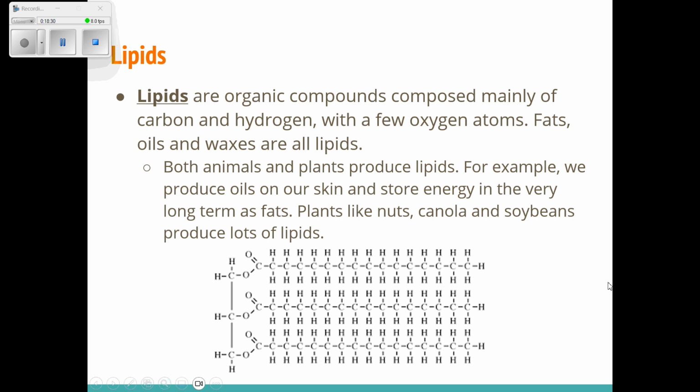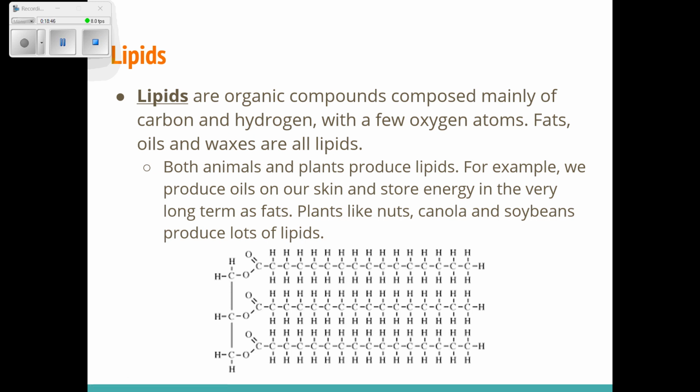Lipids are organic compounds composed mainly of carbon and hydrogen with a few oxygen atoms. So there's a diagram for you. Fats, oils, and waxes are all lipids. Both animals and plants produce lipids.